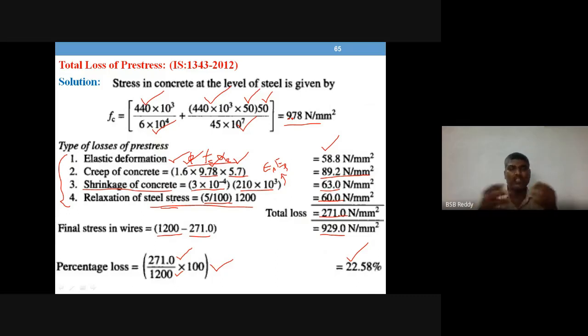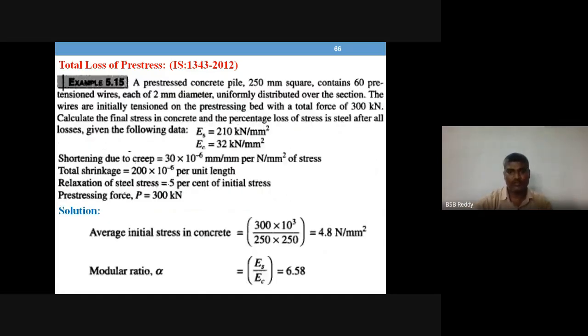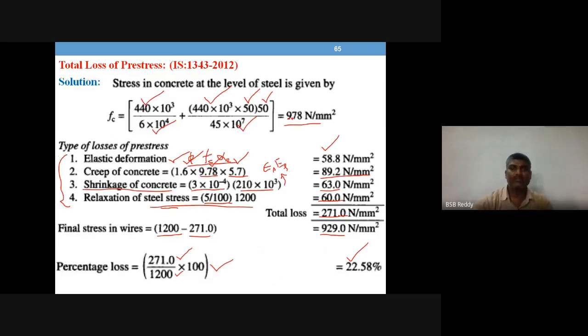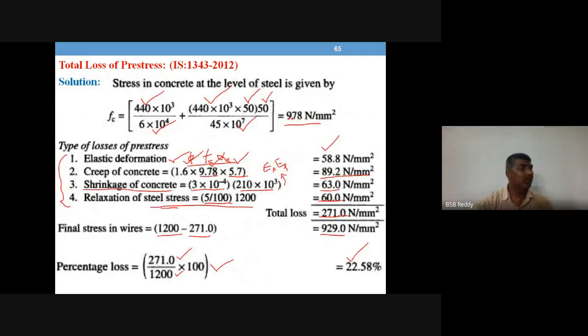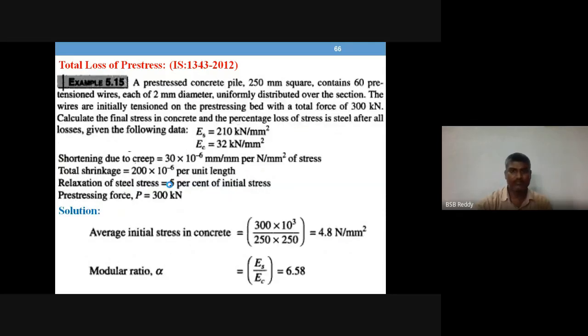Whereas post-tensioning is different. Concrete is made ready. We keep a duct. We leave the duct for placing the steel inside, and then we tension it. So the tendon is going to move. Okay. So that is how it is. Right. Going to the next example.